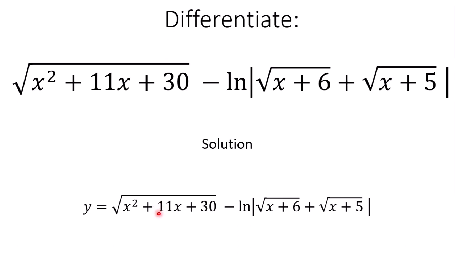We are going to let m be equal to square root of x squared plus 11x plus 30. Here we can differentiate it directly from here, but I'm not going to do that. I'm going to make it very simple for you. I'm not going to include any complex calculations here. I'm going to make everything very simple for you.